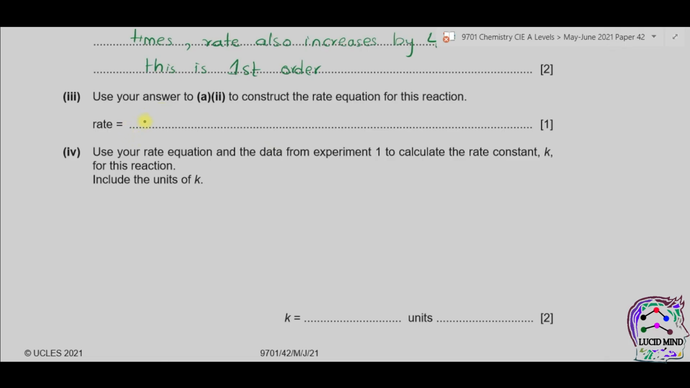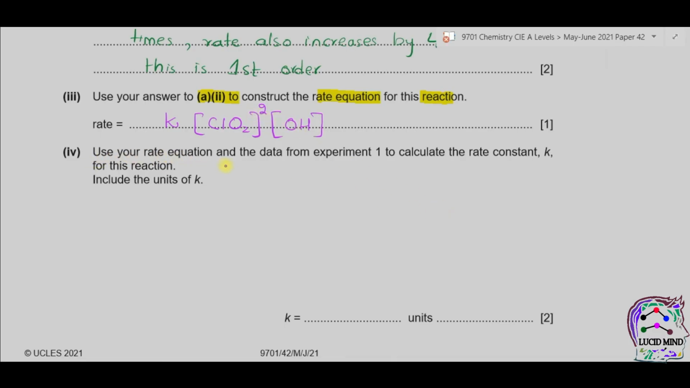Now it says use your answer to A part 2 to construct the rate equation for this reaction. We can write the rate equation. Rate is equal to constant K times the concentration of the first reactant, which is ClO2, times the concentration of the second reactant, as both are part of the rate equation because both affect the rate of reaction. Now OH negative is first order, so it is raised to the power 1, which is not needed to write. And ClO2 is a second order reactant, so it is going to be to the power 2.